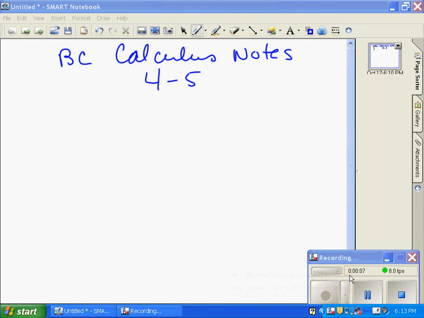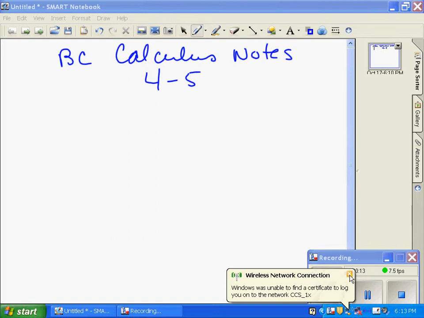We are doing section 4-5 notes, starting with the beginning here, just reviewing a little bit of the second fundamental theorem of calculus. First example, just to review a little bit, I have f of x equal to, well, you can read the problem there. I want to integrate it first of all and then find the derivative of that.